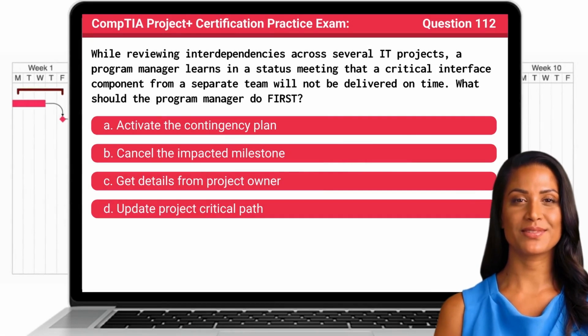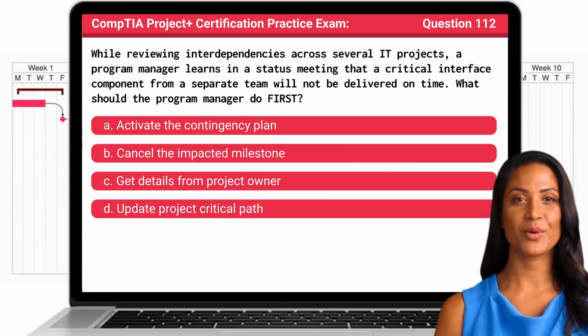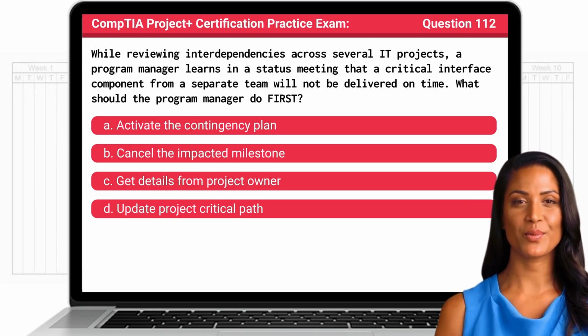Question 112. While reviewing interdependencies across several IT projects, a program manager learns in a status meeting that a critical interface component from a separate team will not be delivered on time. What should the program manager do first?